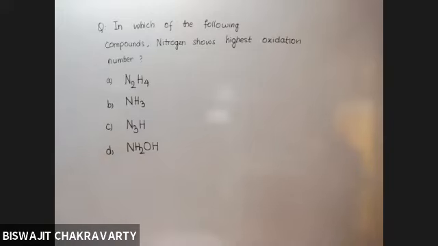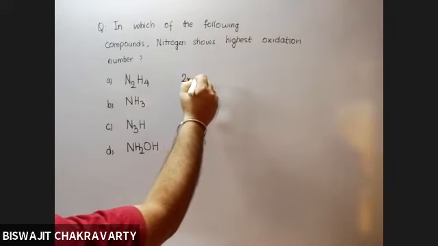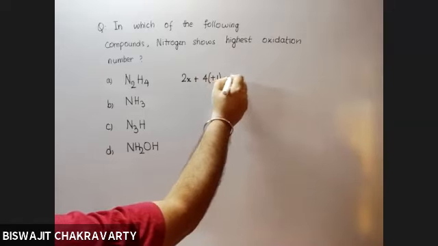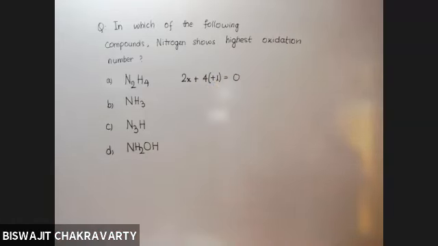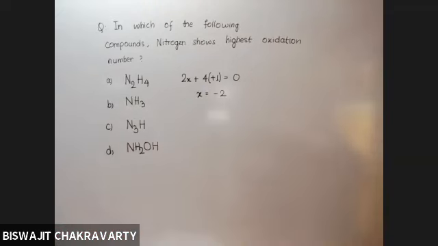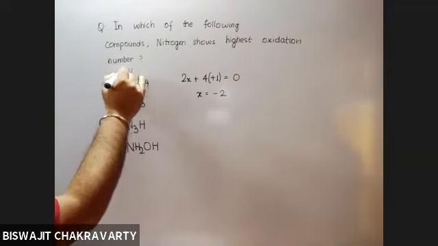Could you find out the first one? So nitrogen, let me take it as x, and each hydrogen is +1 as they are not metal hydrides. We can take -2. So x will come out to be -2. So we put the value of x to be -2. Nitrogen oxidation number is -2.